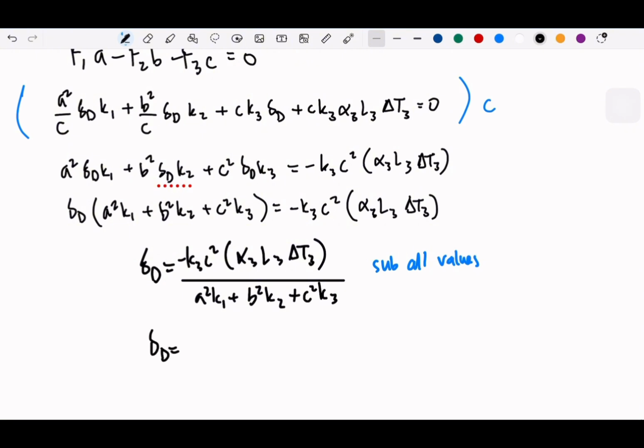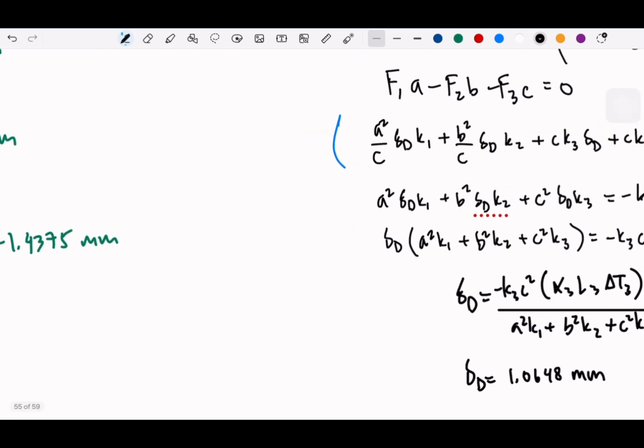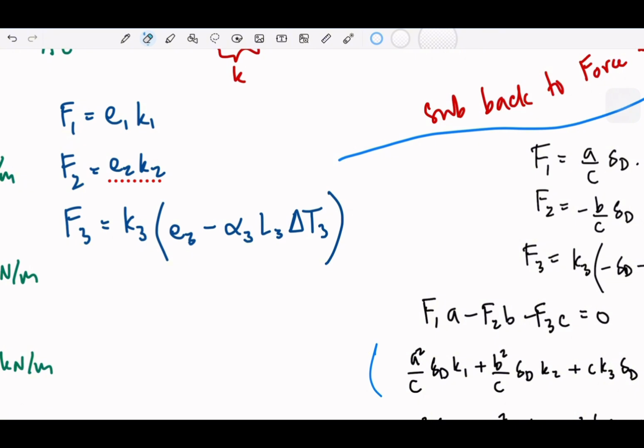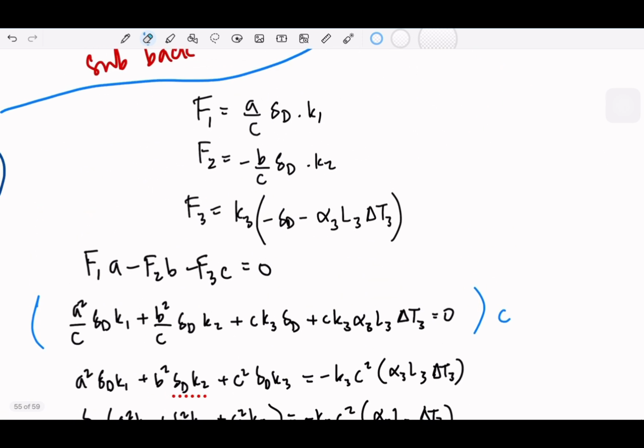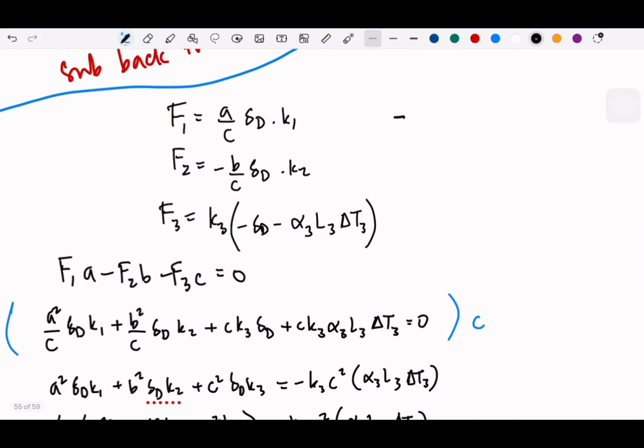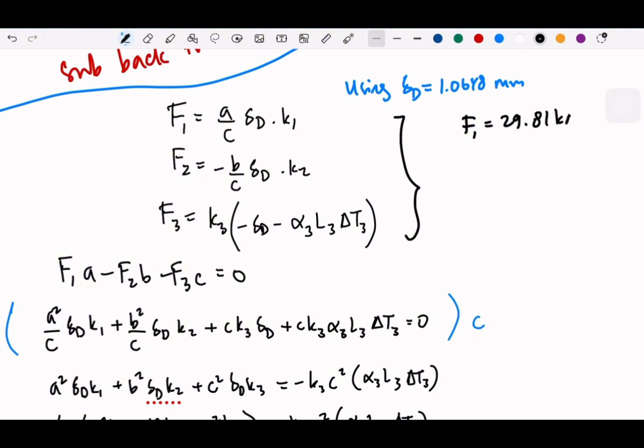So basically you just type in all the numbers and you get the delta, and I will just write the final result for the delta is 1.0648 millimeter. But it's not done yet. We need to go back to our F1 here and F2, F3. So from the delta, we can put the delta here, and basically using delta D is 1.0648 millimeter, we get each one of the F1 will be 29.81. F2 is negative 14.907. And F3 is 20.87. Okay.